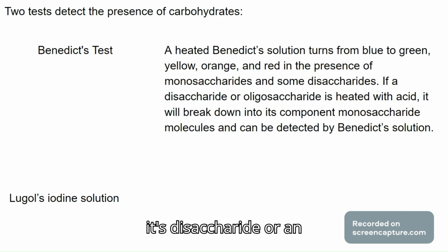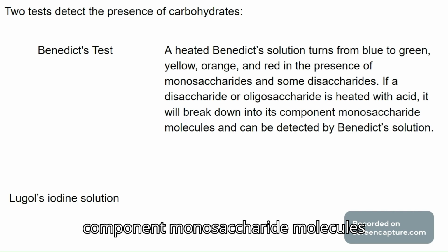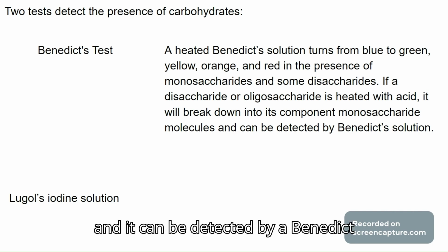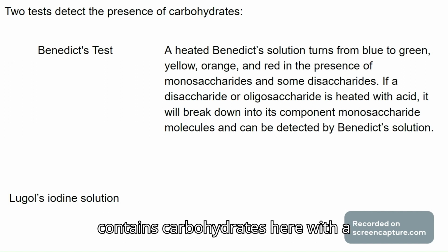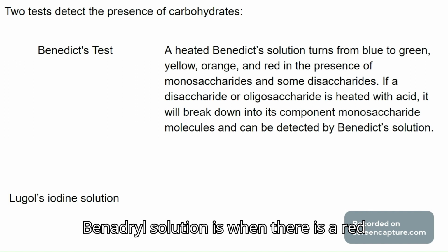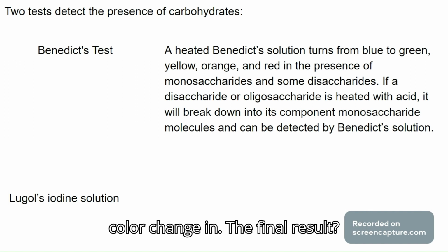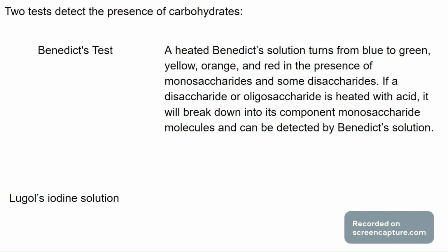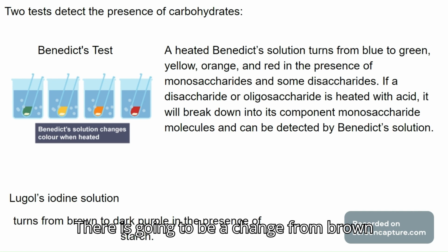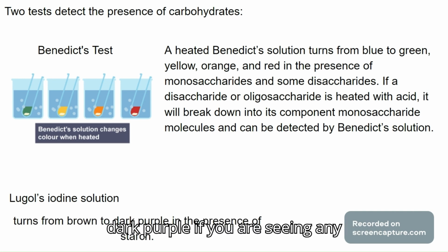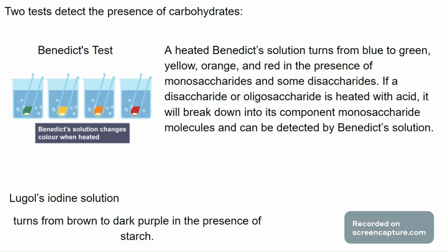disaccharides. Now, if disaccharides or an oligosaccharide is heated with acid, it will break down into its component monosaccharide molecules, and it can be detected by a Benedict's solution. So we know that food contains carbohydrates with the Benedict's solution when there is a red color change in the final result. Now for Lugol iodine solution, there is going to be a change from brown to dark purple. So your result should be dark purple if you are seeing any starch present in your food sample.